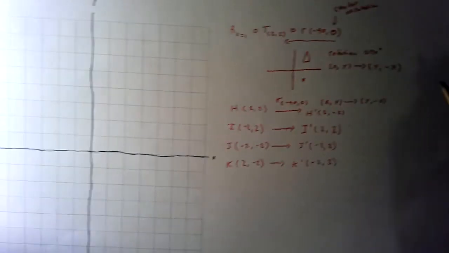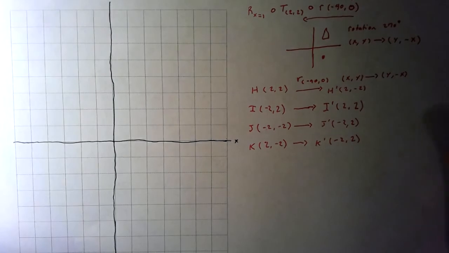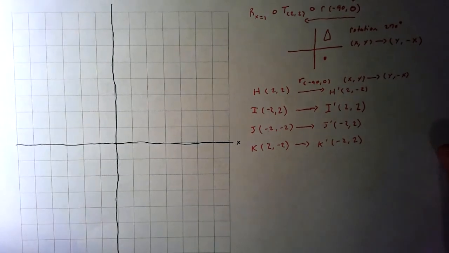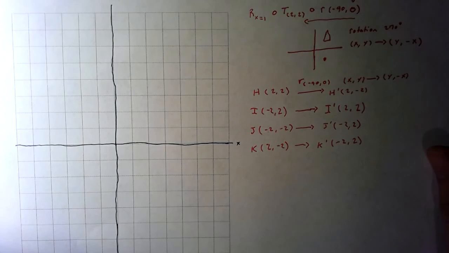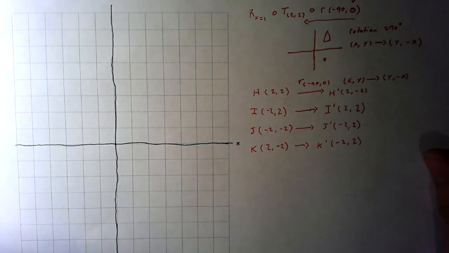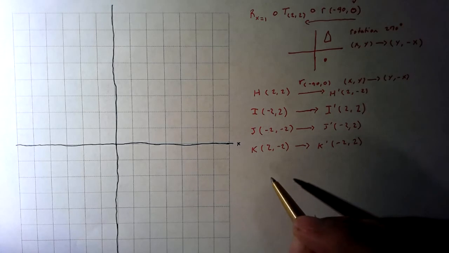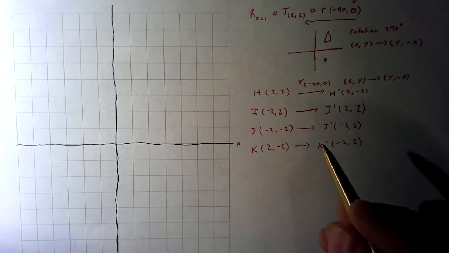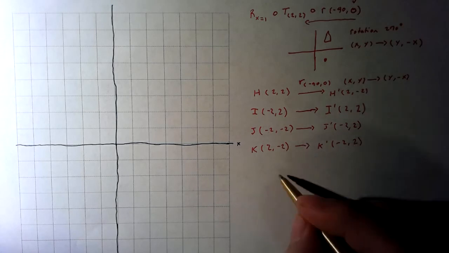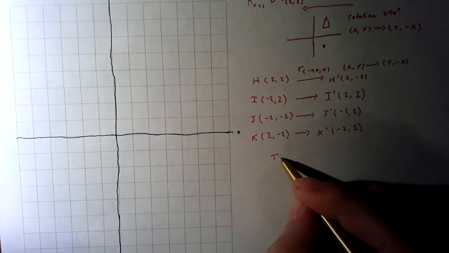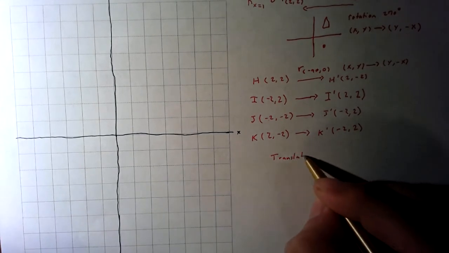I'm not going to graph each transformation. I'm just going to graph the pre-image, the original picture, and then the final image after the composite transformation. Let me go ahead and do the next one. That one was a translation of 2 units to the right and 2 units up. So I'm going to write that here, translation, just to be systematic.